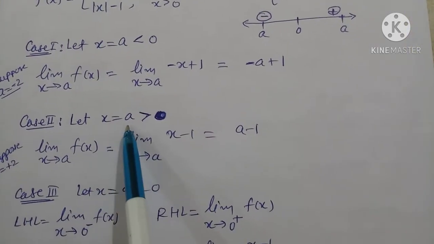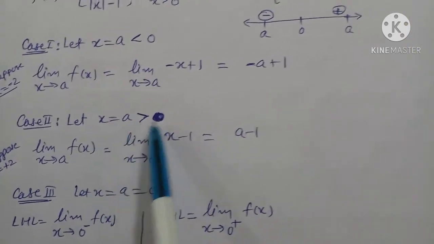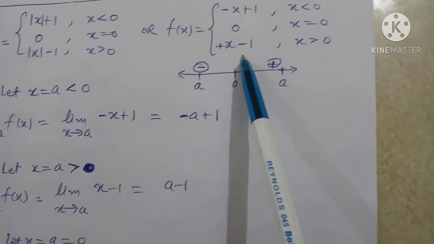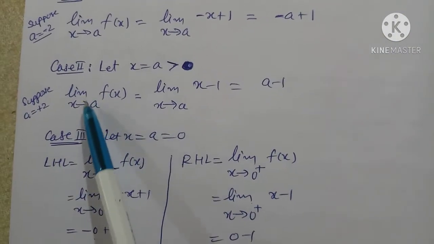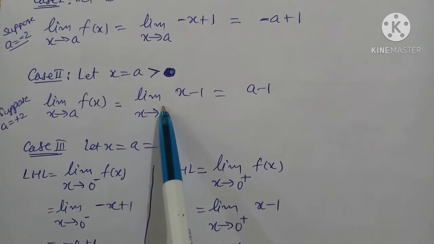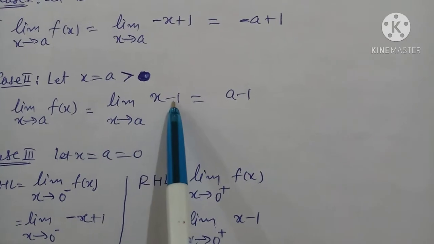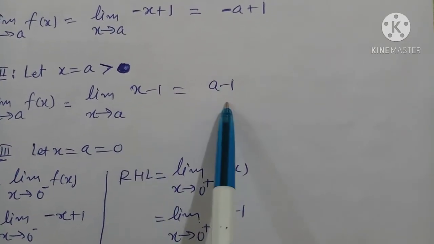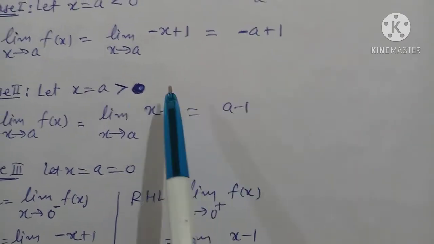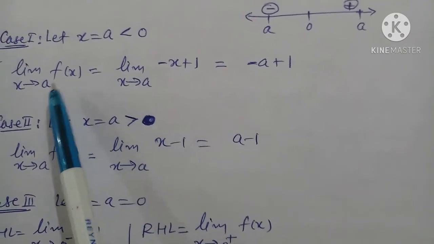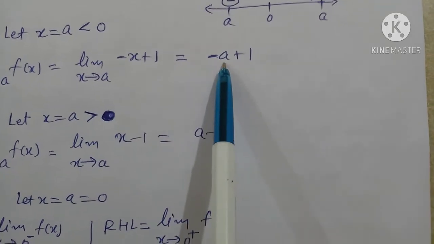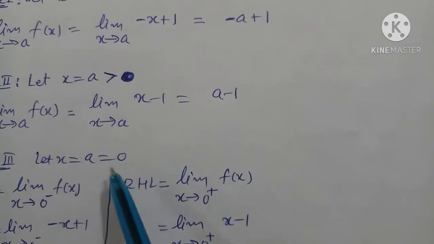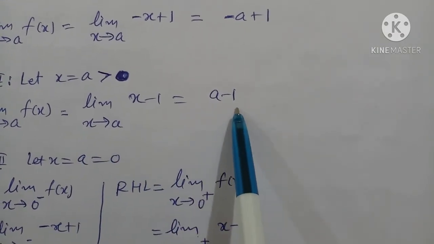Same as if x is equal to a and a is positive, in positive interval function is defined only as x minus 1. So limit x tending to a of f(x), and here f(x) is only x minus 1, because a is positive. Now raise the limit, so limit is a minus 1. So when a is negative, function exists its limit, and limit is minus a plus 1. And when a is positive, function also exists its limit, and limit is a minus 1.